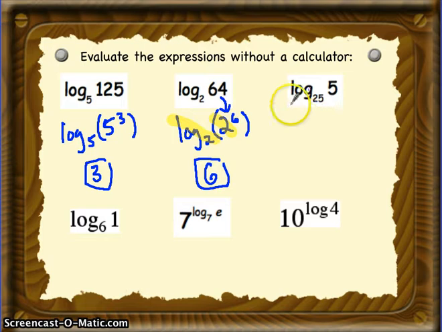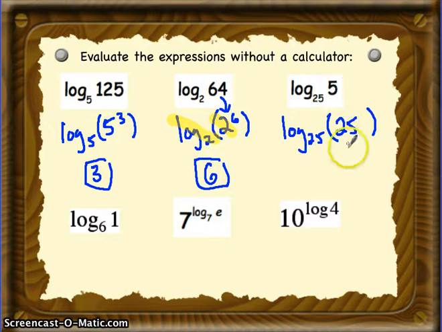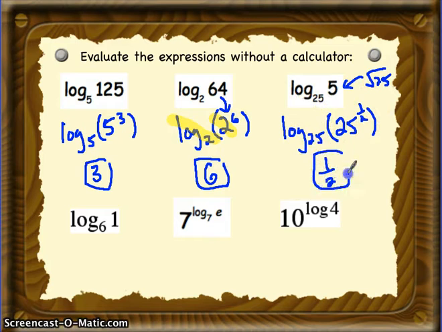It can get a little bit trickier when you have log base 25 of 5. Remember that we're not allowed to touch the base. The base is still 25. But if we think about 25 and 5, 5 is the square root of 25. And remember that square roots can be written as fractional exponents. So if log base 25 of 25 to the 1/2 is equivalent to our original statement, our answer then is just a half, as log base 25 of 25 cancels away.